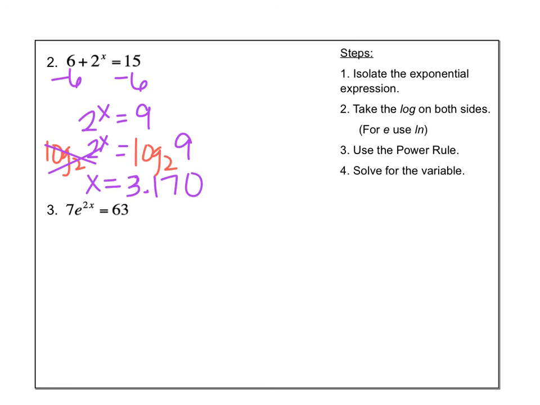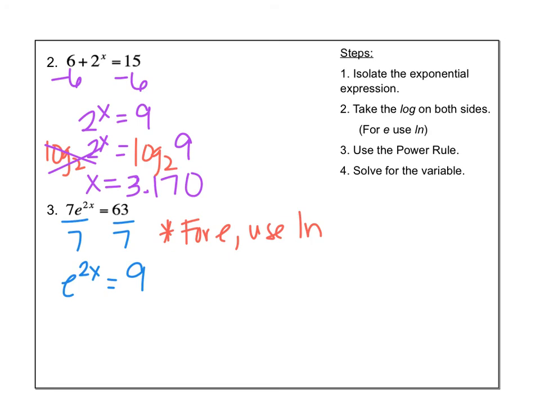So then in number 3, the first step is to get rid of the 7, because that's on the outside of the problem, so we would divide by 7 first. We have e to the 2x equals 9. Now what's on the outside of the problem is the e to the 2x, and you have to remember what the inverse of e is. e is called the natural base, its inverse is the natural log. So for e you're going to have to use the natural log, which we write as ln.